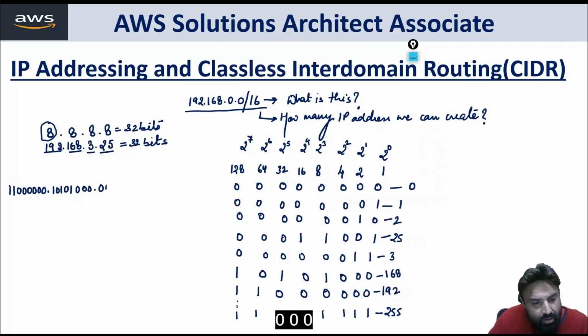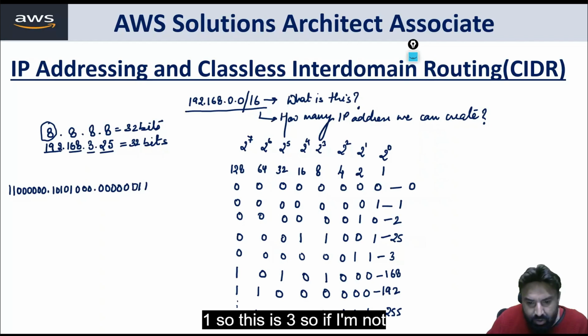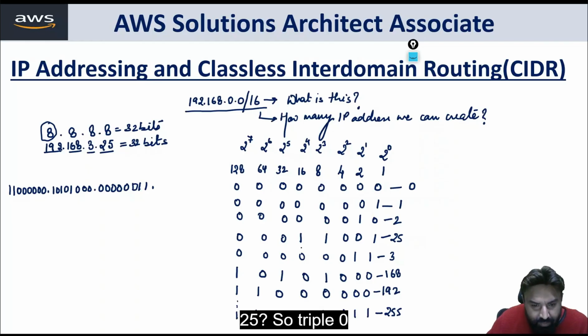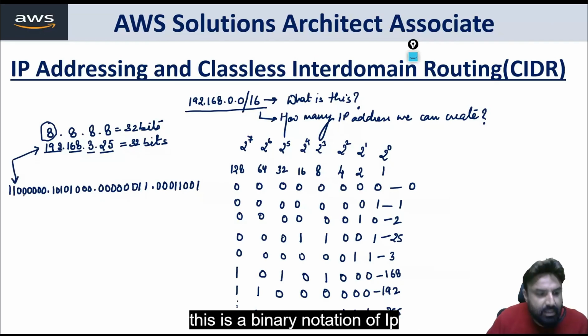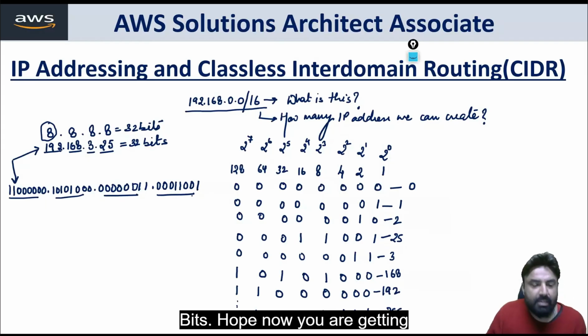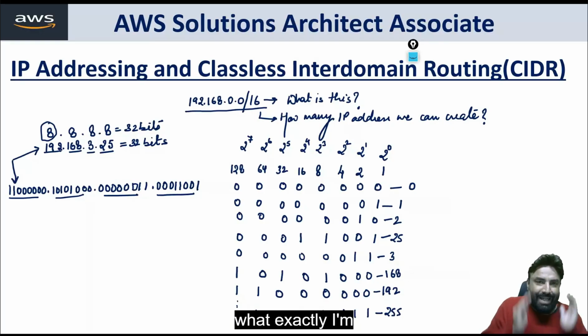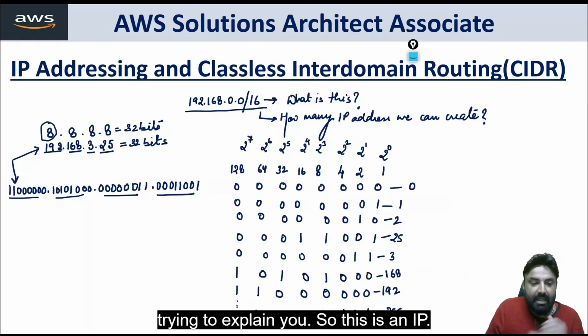So 3 is what? 5 times 0 and 6 times 0 and 1, 1. So this is 3. And dot, then 25. What is 25? 000 11, 000 11, and then 001. So if you write like this, it is the decimal notation of IP, and if you write like this, it is the binary notation of IP. This is 8 bits, 8 bits, 8 bits and 8 bits. Hope now you are getting what exactly I'm trying to explain. So this is an IP.